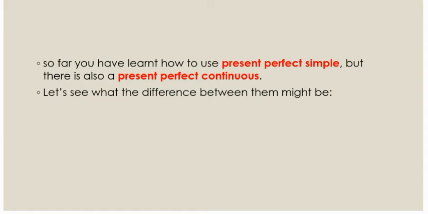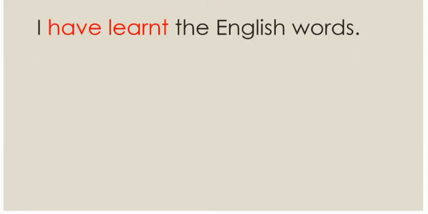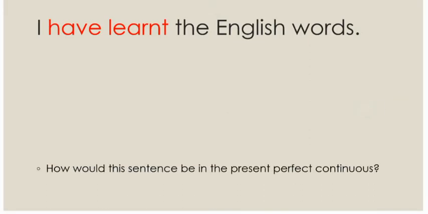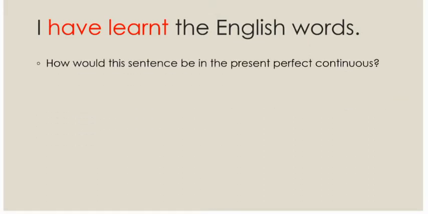So far, you have learned how to use present perfect simple, but there's also present perfect continuous. And remember, we said it is the verb plus ing. Let's see what the difference between them might be. I have learnt the English words. This is our example sentence. This is in the present perfect. How would this sentence be in the present perfect continuous? I have been learning the English words.